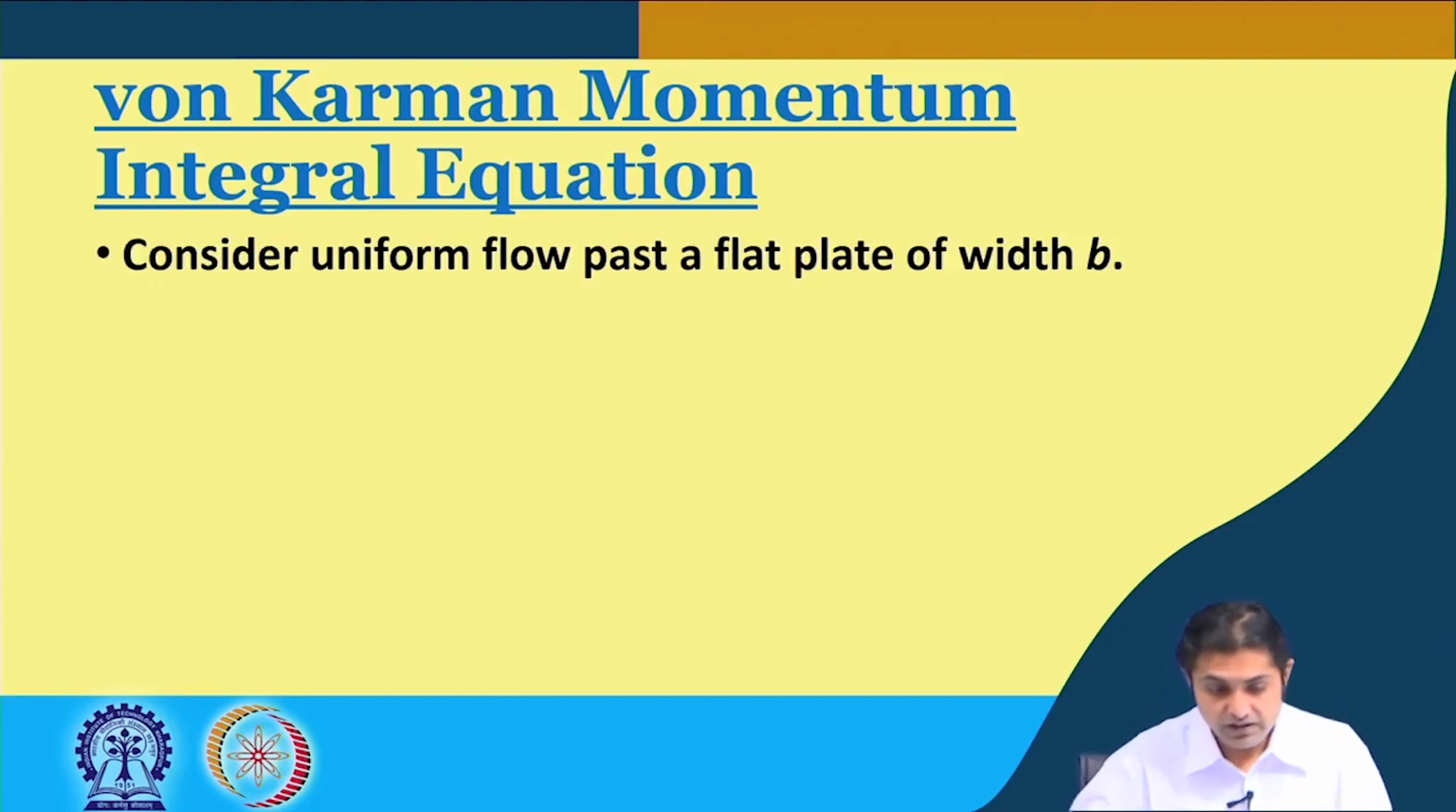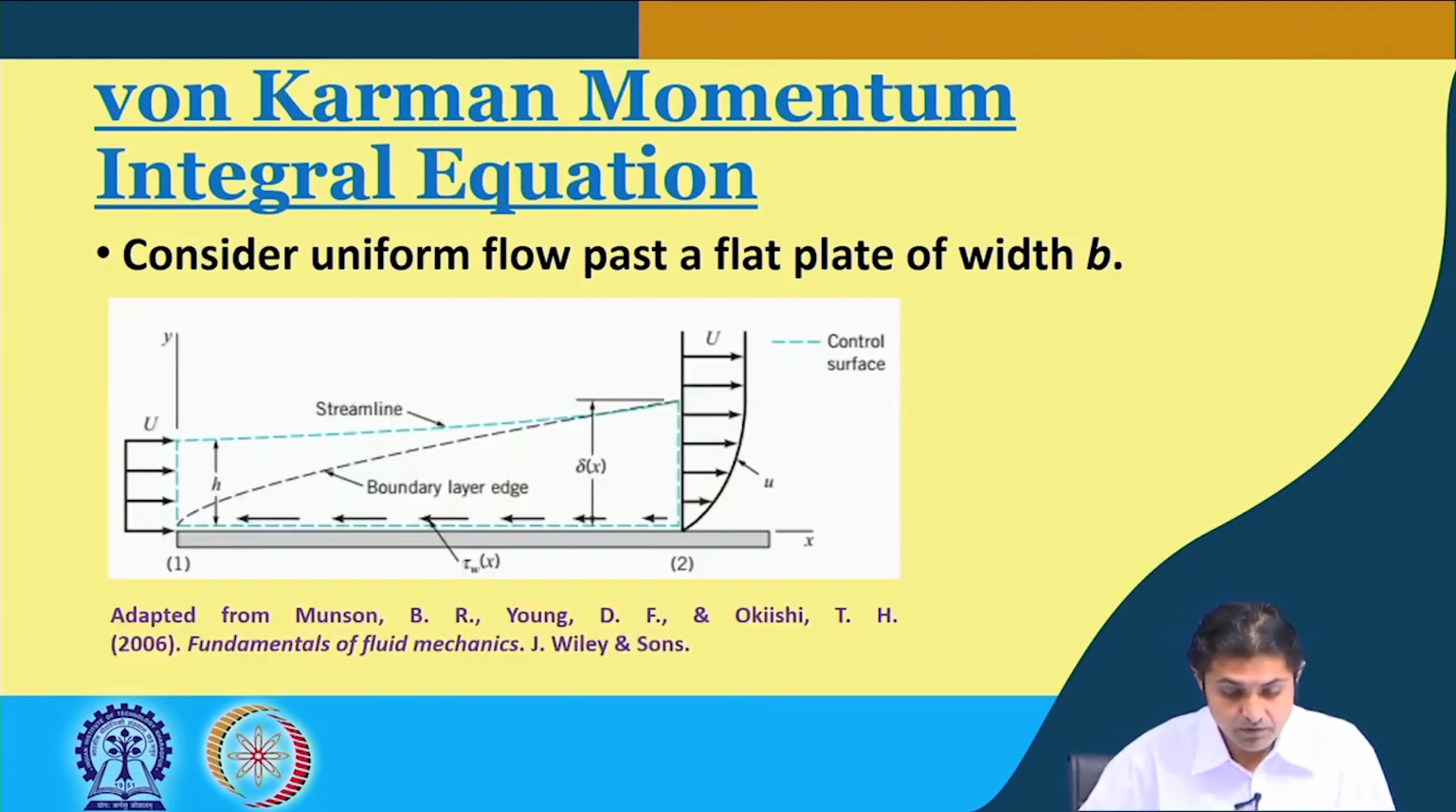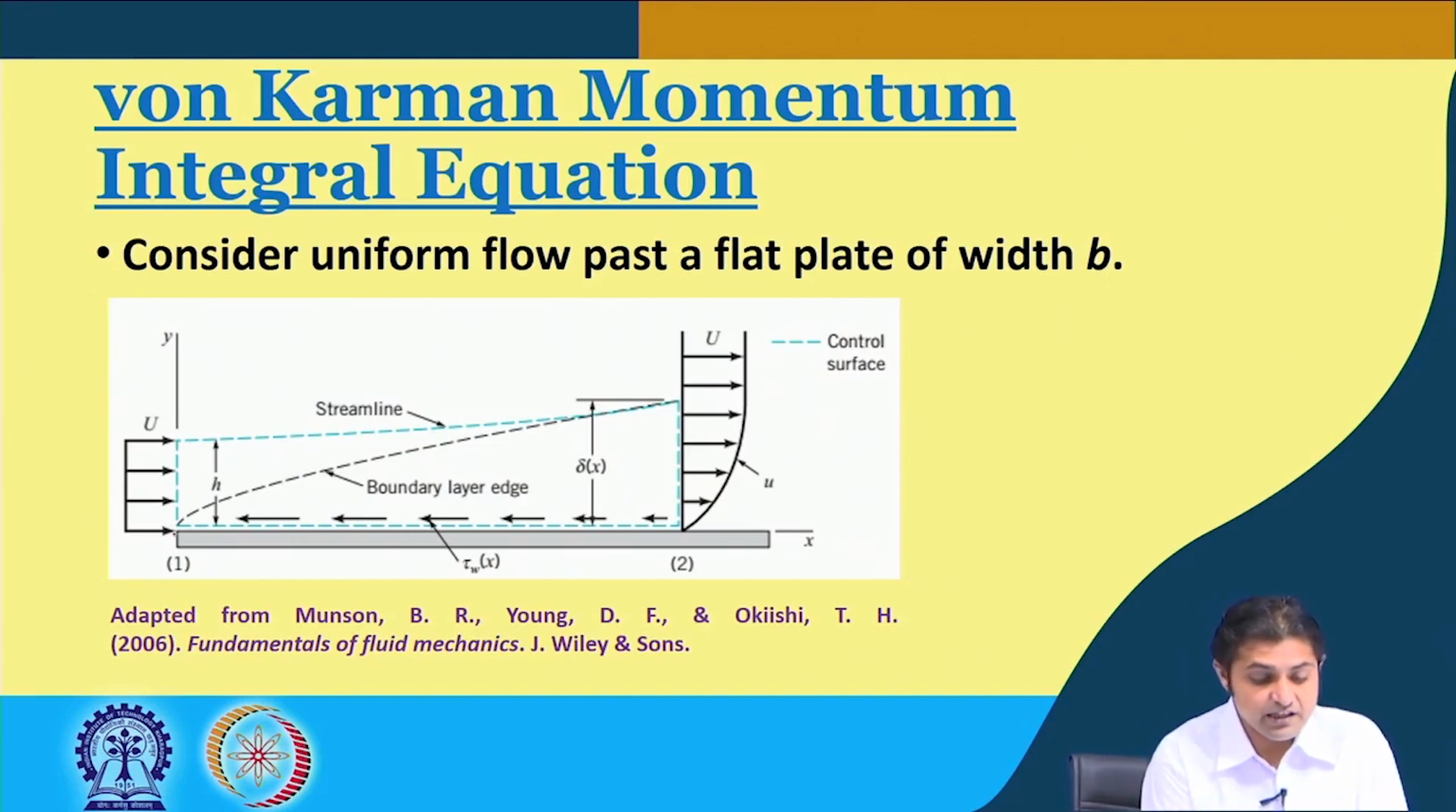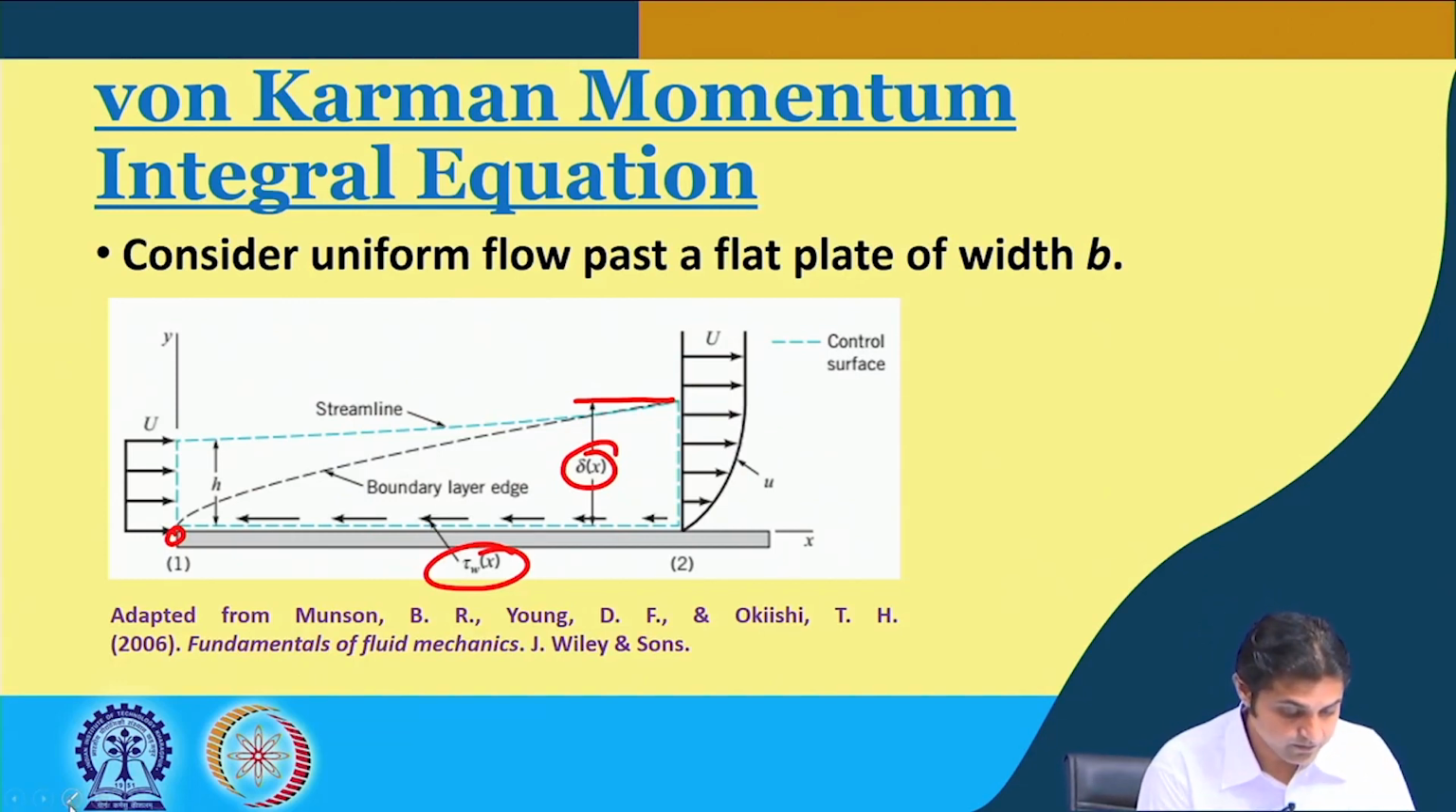So what we do is we consider a uniform flow past a flat plate of width b. The definitions are as usual. A uniform velocity u is coming and it strikes the leading edge here, and then the boundary layer starts to develop. At the end, where the boundary layer thickness is delta x, there will be a shear stress developing, tau w as a function of x.